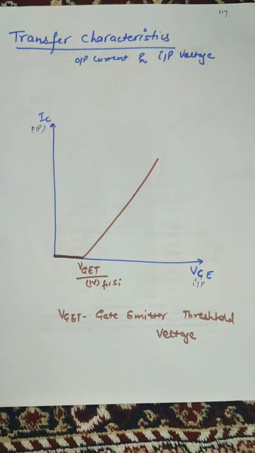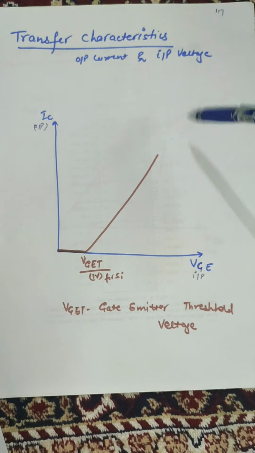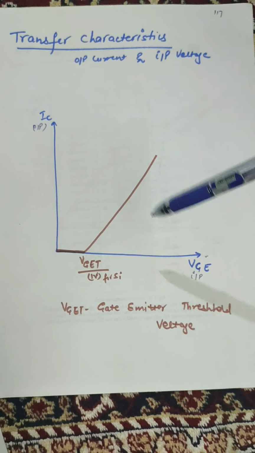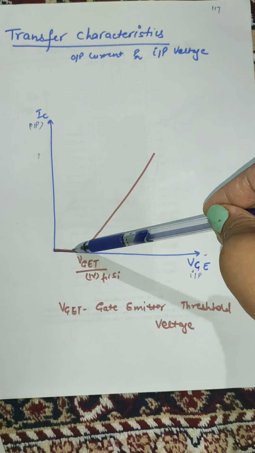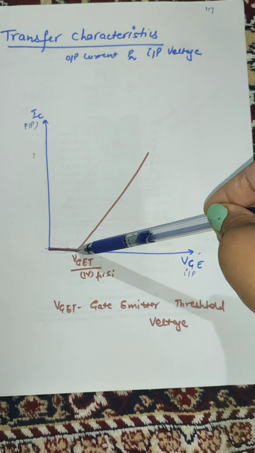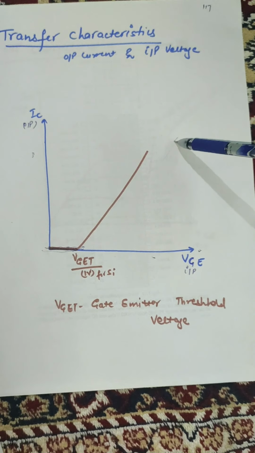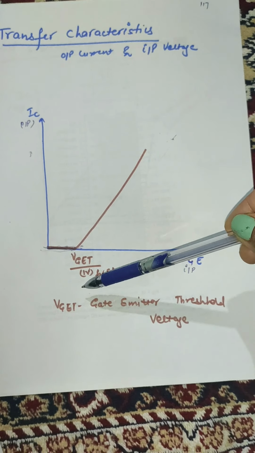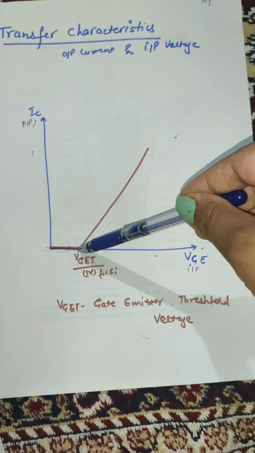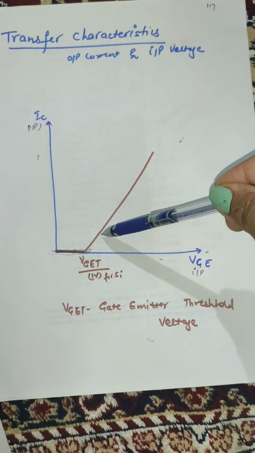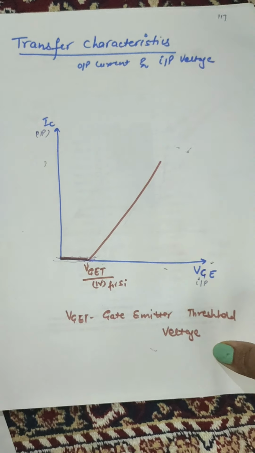Now the characteristics. The first is the transfer characteristic, between output current and input voltage. The input voltage is VGE, the gate to emitter voltage, and the output current is IC, the collector current. Initially there is no current flow. When we increase VGE beyond the gate emitter threshold voltage, VGE(th), a sudden current appears. So this is the transfer characteristic of IGBT.